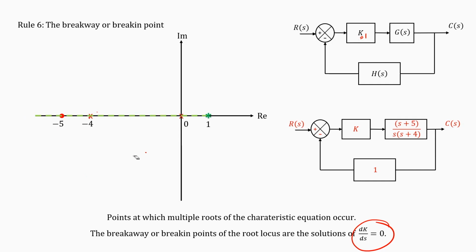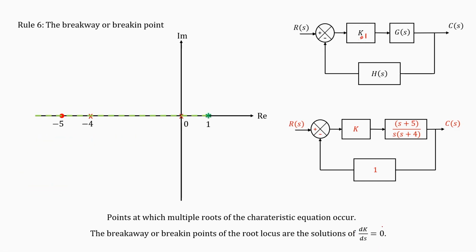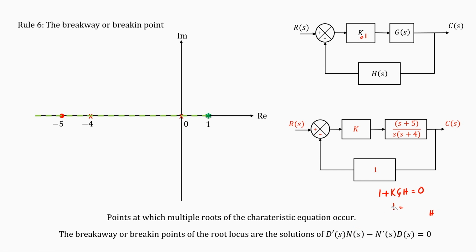Again, the proof of this is there in the books, so you just go ahead and search the textbooks, you will get it. So we will have to solve dK/ds equal to 0. What do you mean by dK/ds equal to 0? I had 1 plus K G H equal to 0, right? From here I will write K equal to minus 1 by G H, and then I will find out dK/ds and make it equal to 0. The points at which this equation is satisfied will be the breakaway and break-in points.